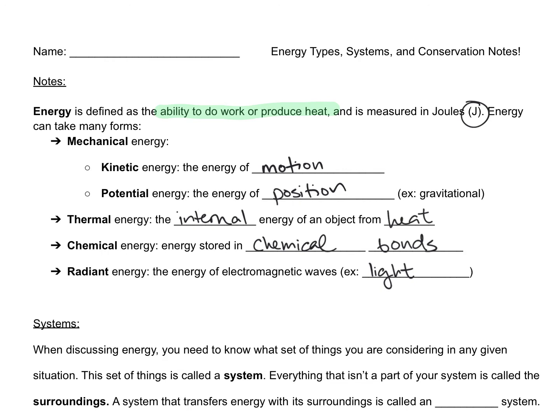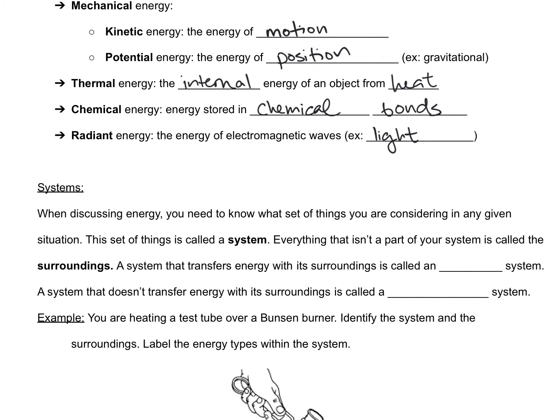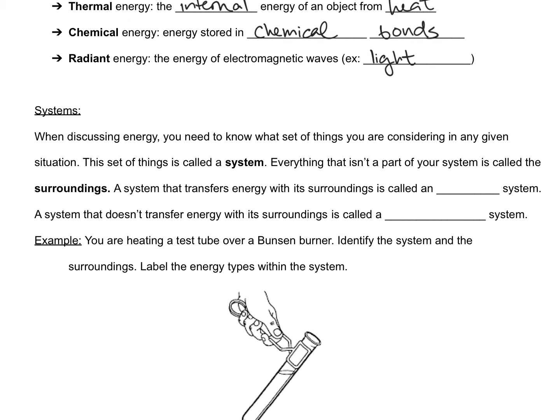Our next topic is about systems. So when we're studying energy, we need to consider our system. And what that means is the set of things that you are studying. So the set of things that you care about in any given situation is called the system. It is a set of things. And then everything that isn't a part of your system that you don't care about is called the surroundings. So every time you're considering energy, you need to figure out what objects are in your system and what is left over to be your surroundings.